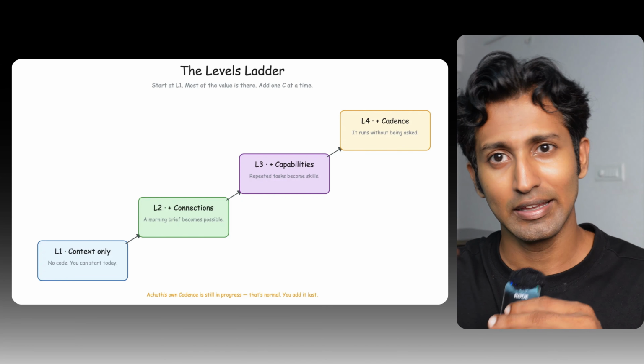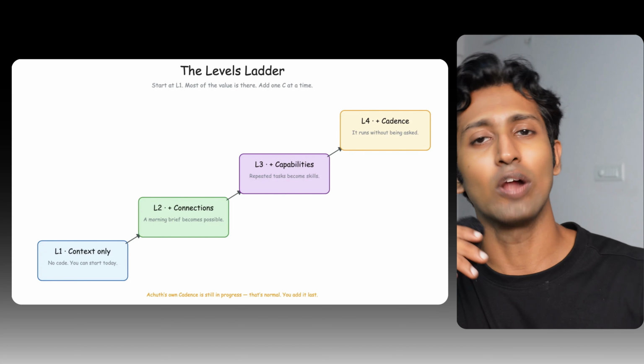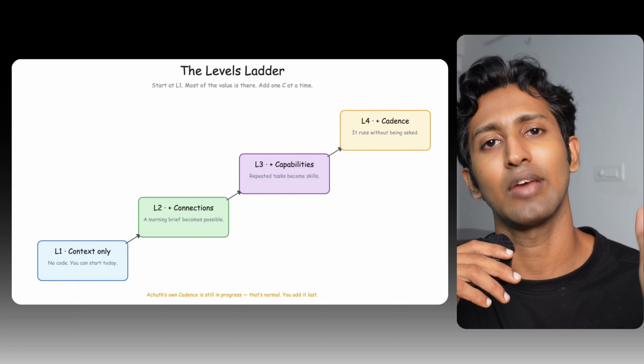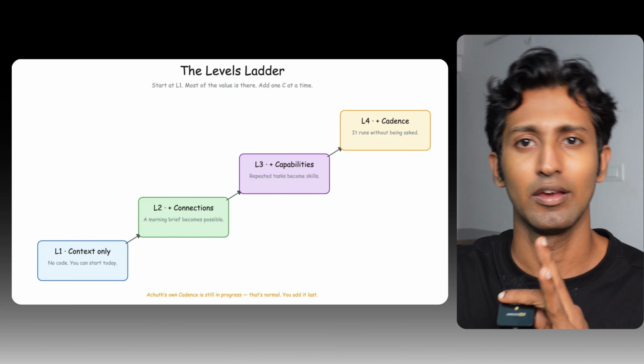So there are 4 levels. Take it one at a time. So it's not like in one sitting you will have the AIOS. You will need at least a couple of weeks to have a full-fledged functioning AIOS.